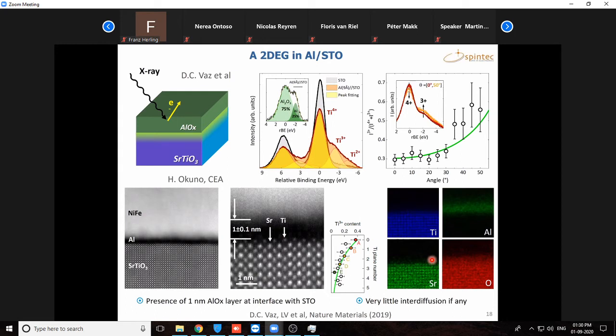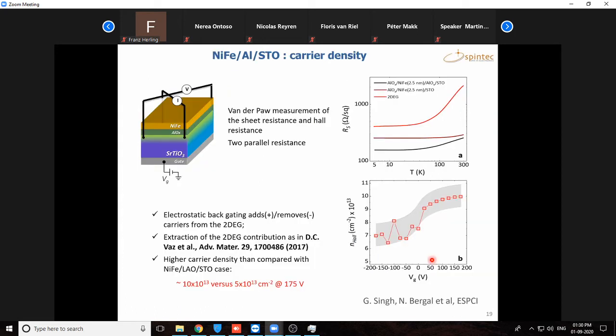If now we measure the sheet resistance of the sample as a function of the temperature, we can extract from a two-channel model the contribution of the two-dimensional electron gas in the aluminum nickel iron sample with respect to the bare case of nickel iron. So there is an extra conducting channel in the case of the aluminum nickel iron sample with respect to the bare nickel iron.